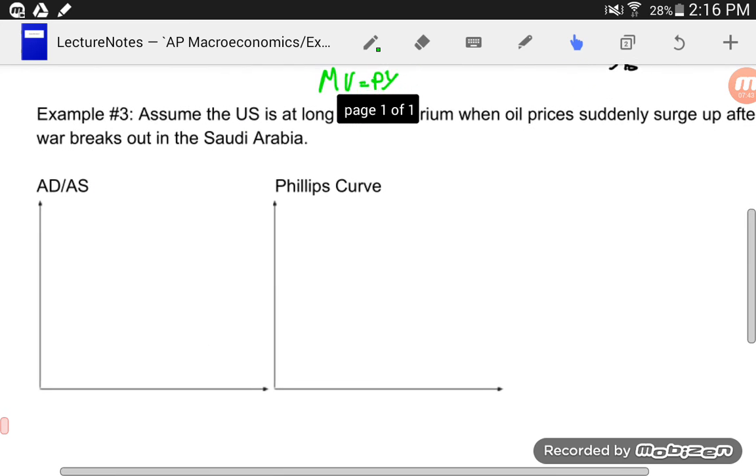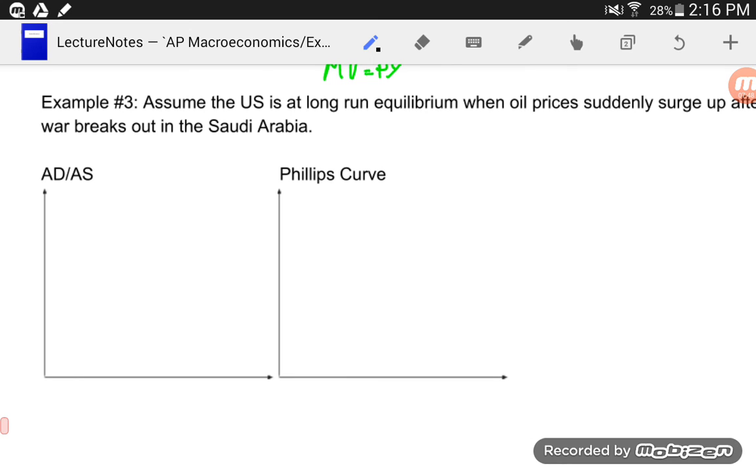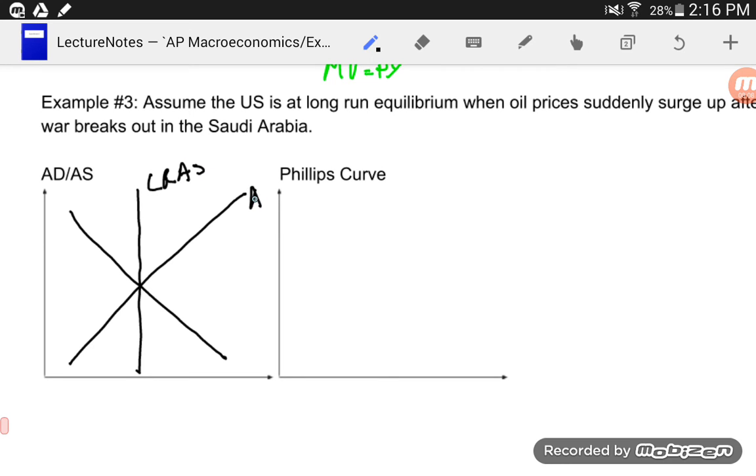The other thing that I wanted to show then, and there are probably lots of these things that we could show, but let's just do this last example, then call it good. Assume the U.S. is at long-run equilibrium when oil prices suddenly surge up after war breaks out in Saudi Arabia. Alright, so we were in long-run equilibrium. There we go. Long-run aggregate supply, aggregate demand. I know I should really call it short-run aggregate supply, but I'm going to leave it. Price level, GDP, that's that full employment level.